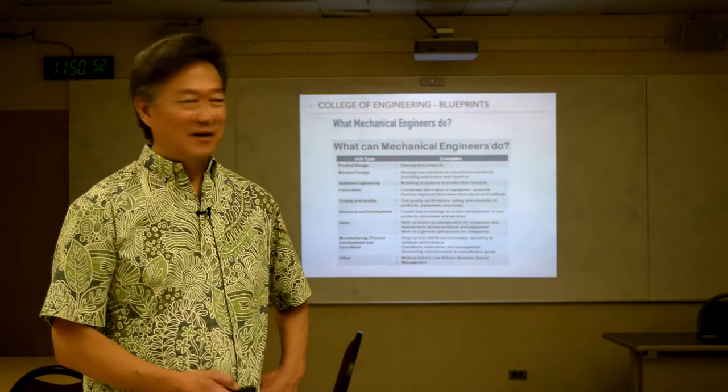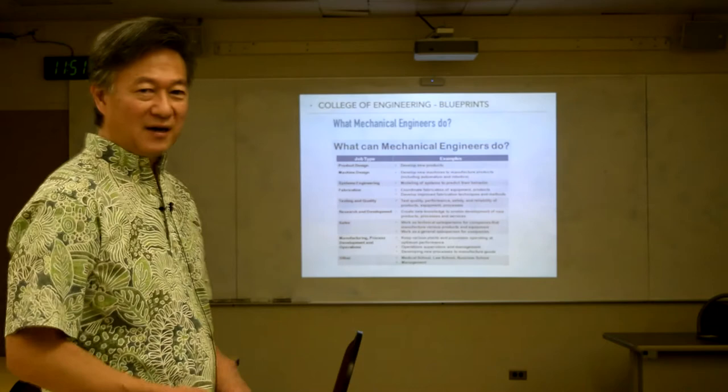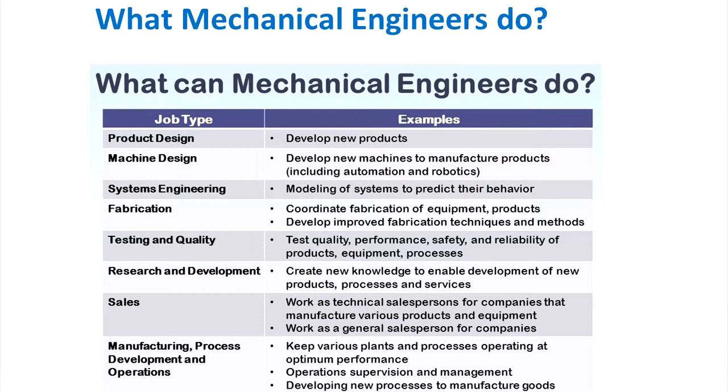Here are some more detailed descriptions, because mechanical engineering is a very wide field, and you can work in all different areas. So, if I can just turn to the board, these are some more specific examples. In product design, mechanical engineers do a lot of design in developing new products. They also do machine design, like working on the details in developing new machines to manufacture products, including automation and robotics, drones, any kind of moving devices.